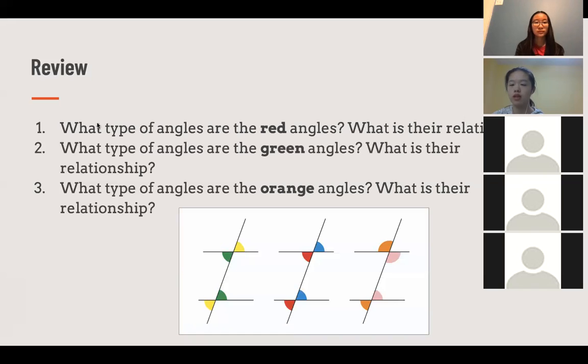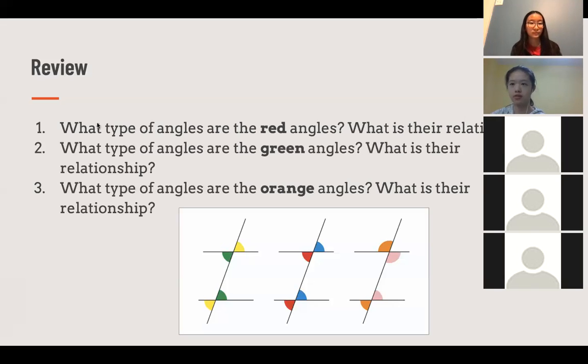And no, they wouldn't make them corresponding because corresponding angles are sort of in the same position on both the top and bottom, but the orange angles are in different positions on the top and bottom. And their relationship, they wouldn't be equal. The orange angles are in the picture to the far right. They would be same side exterior, and they would be supplementary, or in other words, they add up to equal 180 degrees.